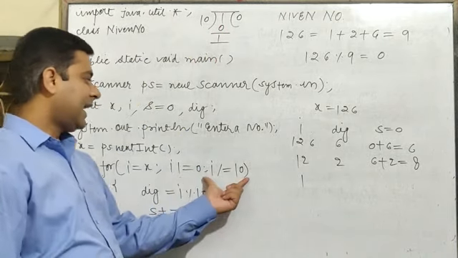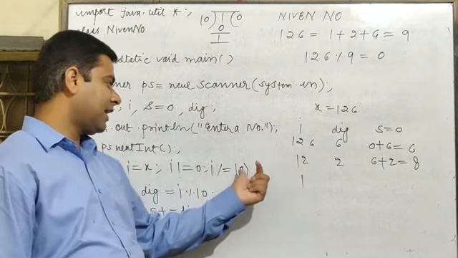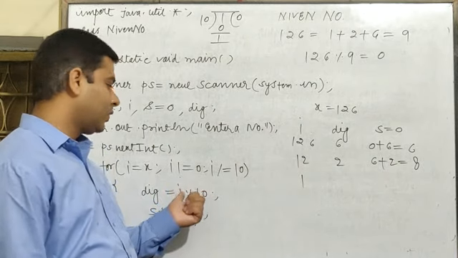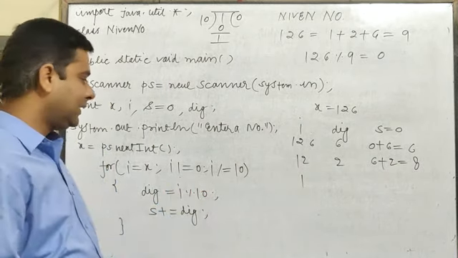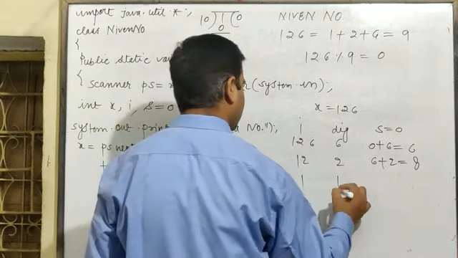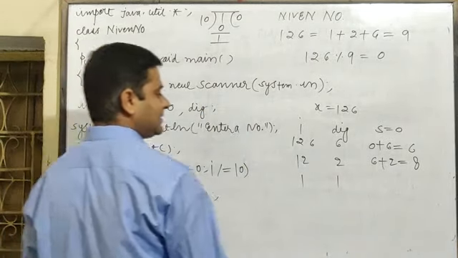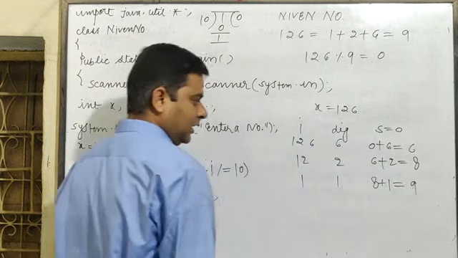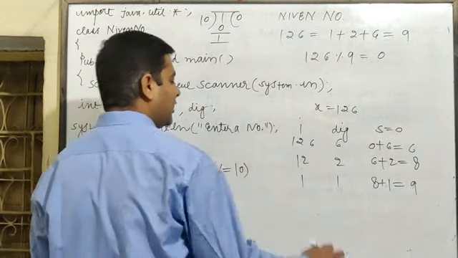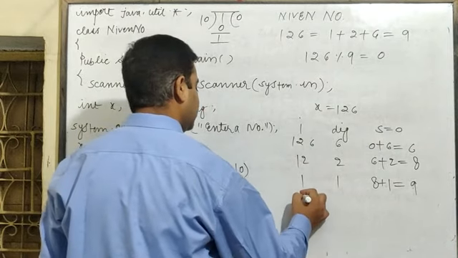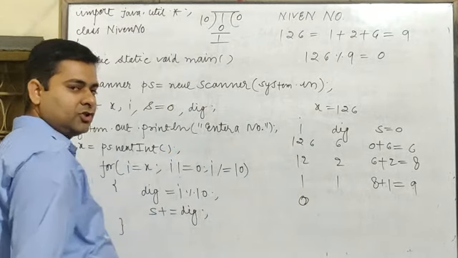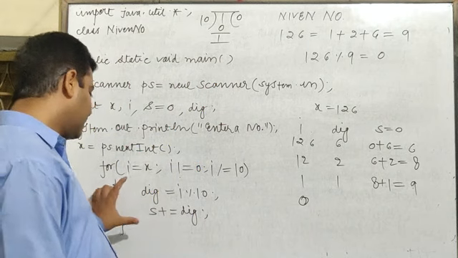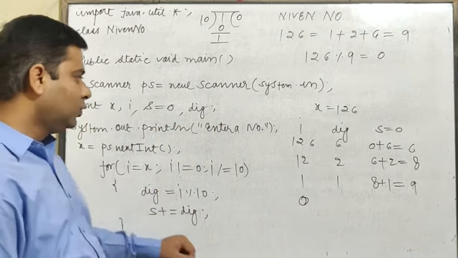So here, I divided by 10. The value of I was 12. 12 divided by 10, 1. 1 is not equal to 0. No. 1 modulus 10, 1. Value of digit will be what? 1. And this 1 will be added in S. So 8 plus 1 equals to what? 9. Now we jump to the update part. 1 divided by 10, 0. Condition false. 0 is not equal to 0. Condition false.